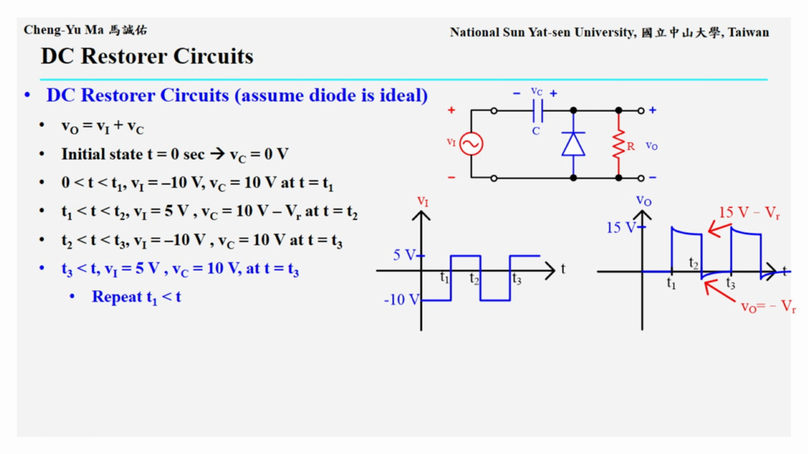Finally, the same process repeats cycle after cycle. In simple terms, the circuit still shifts the input waveform upward, but because the resistor R exists, the capacitor charges and discharges over time. As a result, Vc is no longer perfectly constant, and the output waveform becomes slightly distorted.